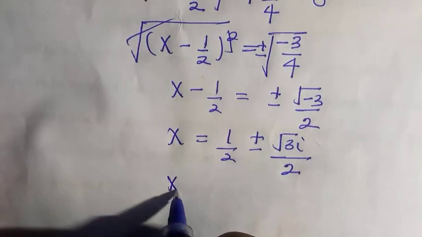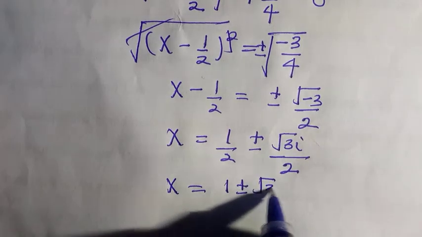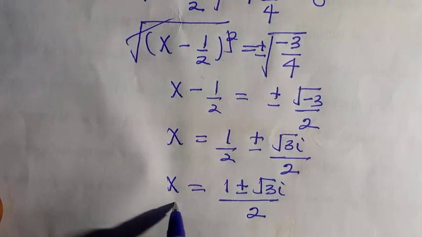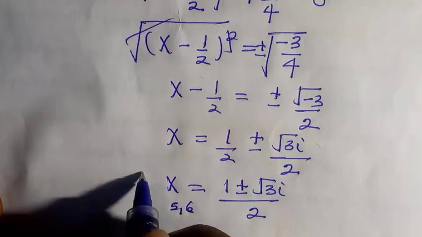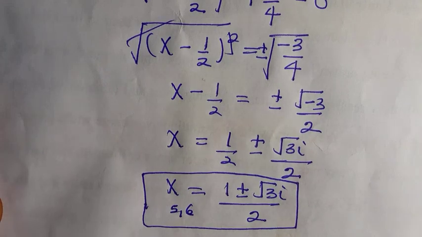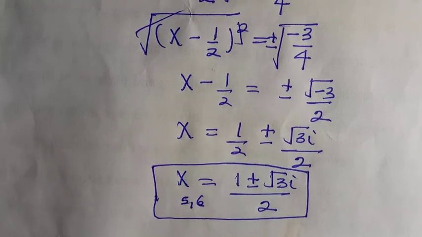And we can conclude that x equals 1 plus or minus the root of 3i, all divided by 2. These are x5 and x6, and these do not satisfy the equation as well. It is only x equals -1 and x equals cube root of 2 that satisfy the equation, and this is how to do it.